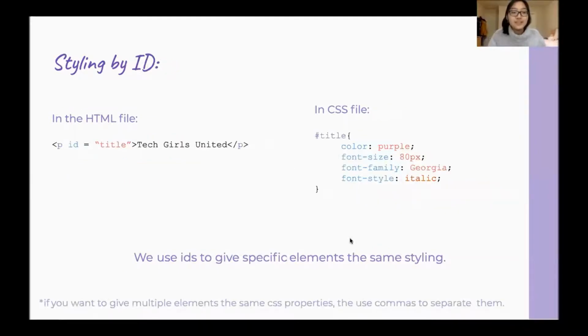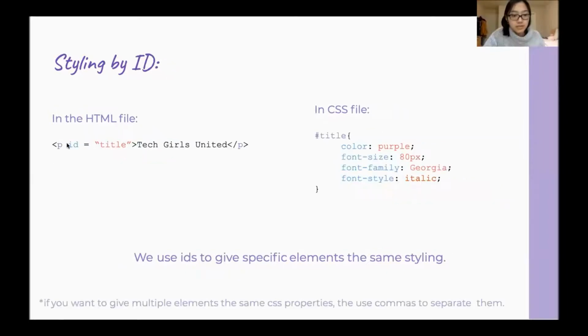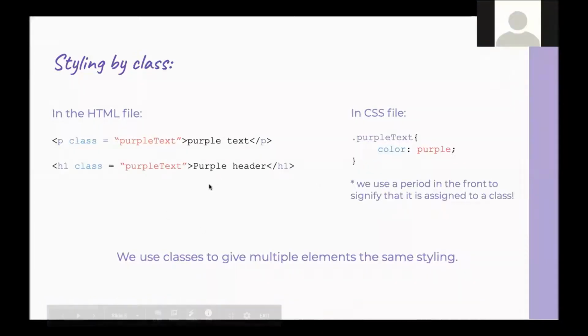Okay, and the last one that you can do is styling by ID. Styling by ID is basically the same format as a class. You have it inside of your opening tag, so this would be P, and then ID equals whatever your ID name is. It's more specific, whereas classes are more general, so you would use classes more often.